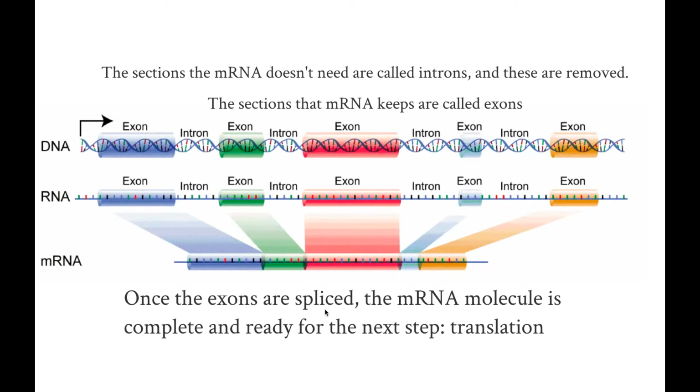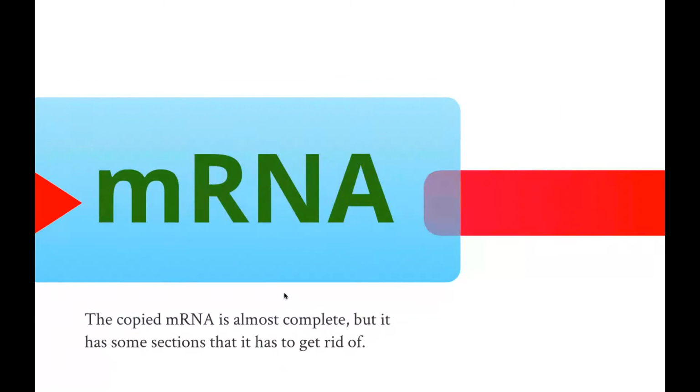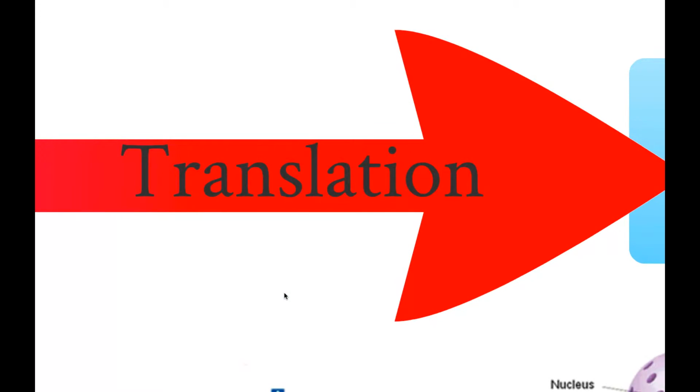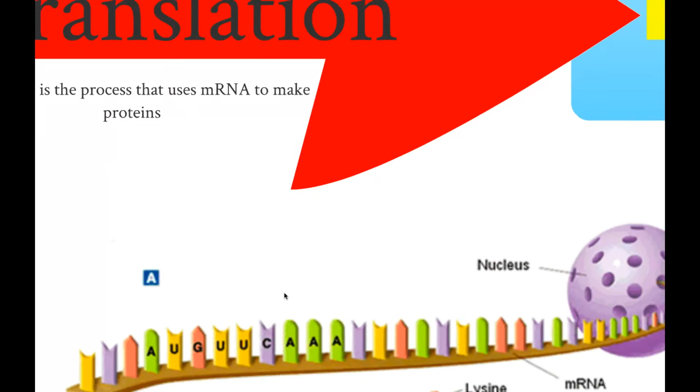So once those sections get cut out, we're going to move to our next step, which is translation, which is actually turning that RNA, that DNA blueprint, into a working protein. So here we go from an RNA molecule. Now we want to translate that into a protein. So this process of translation is going to turn our RNA into a protein.